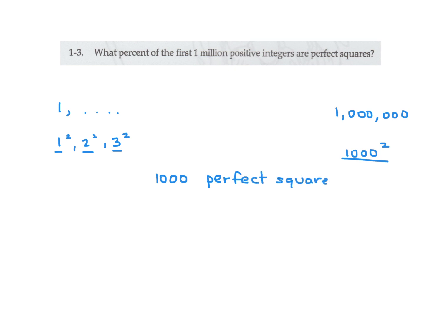But that's not what they're asking. They're asking a percentage. So there's 1,000, and the total numbers were 1 million. So this is basically the percentage. And that, in terms of a percent, is 0.1%.